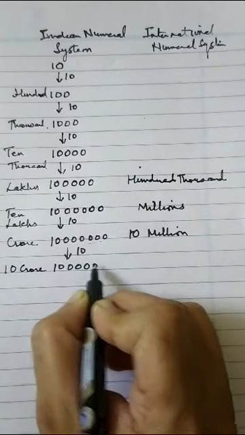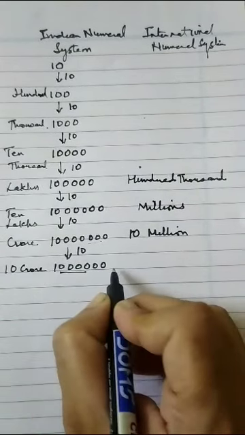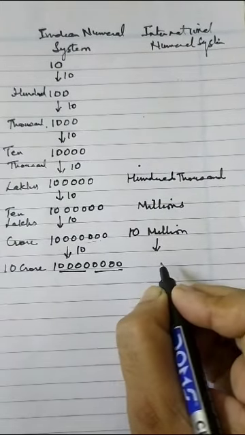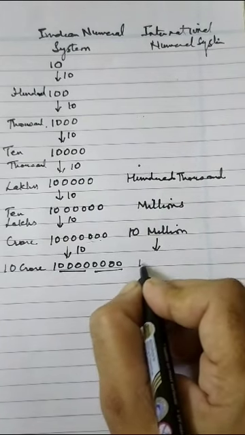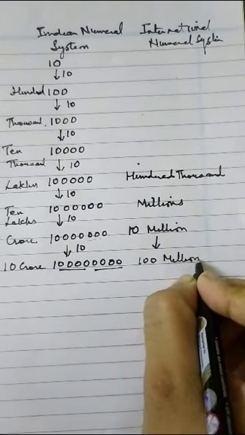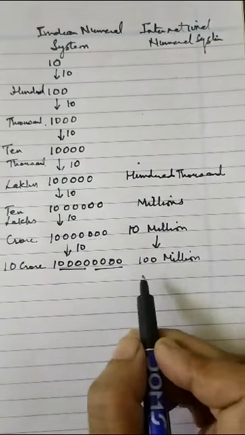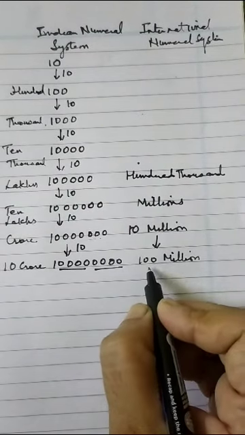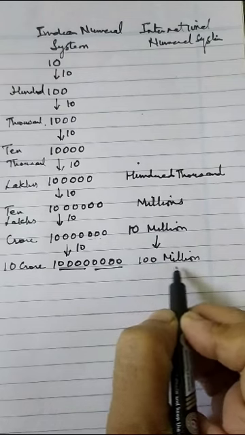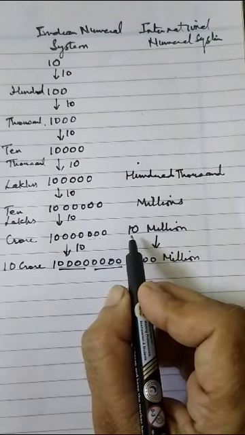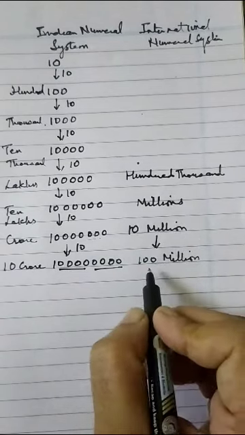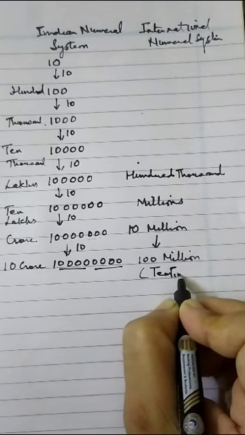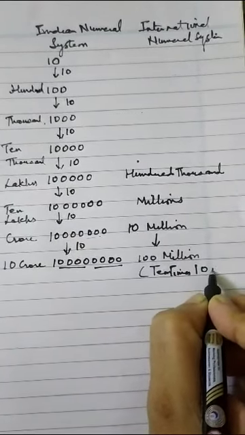And I would have 8 zeros. And in the international numeral system, we call it 100 million, right? And this can also be called 10 times 10 million, because I have got 100 million by multiplying 10 million with 10. So this can also be called 10 times 10 million.